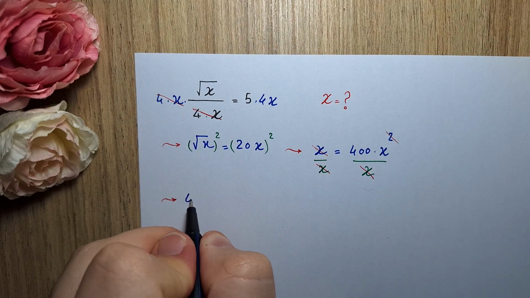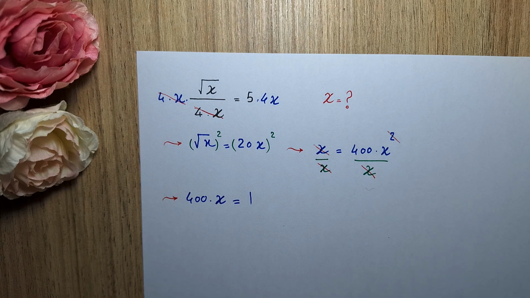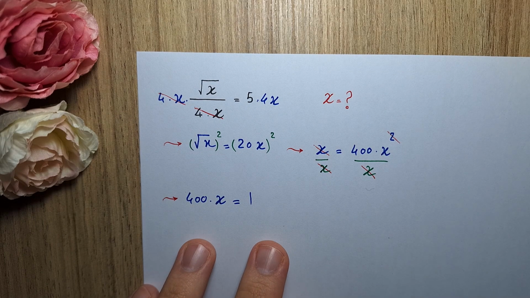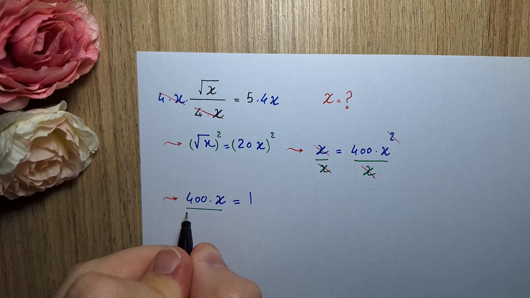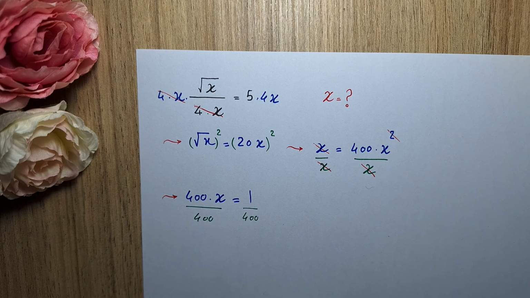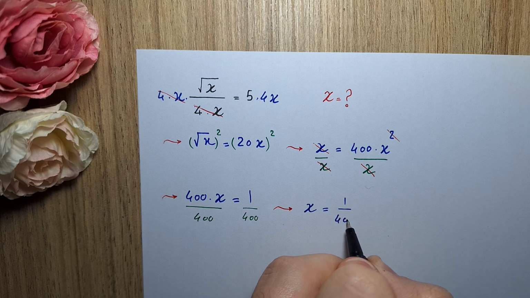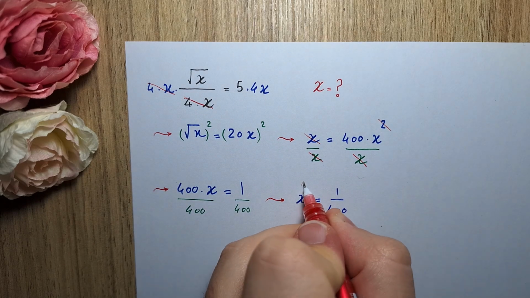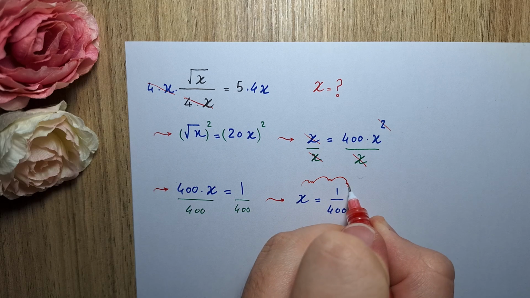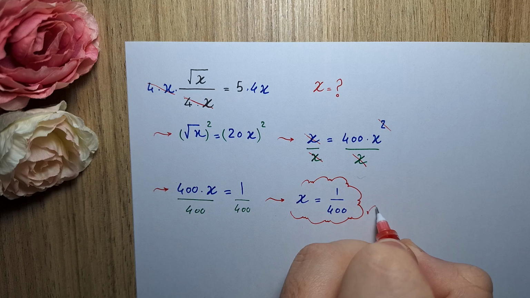So 400 times x is equal to 1. Now in the final step we divide both sides by 400. And that's how we find the value of x. So we can conclude that x equal to 1 over 400 is the only valid solution of this equation.